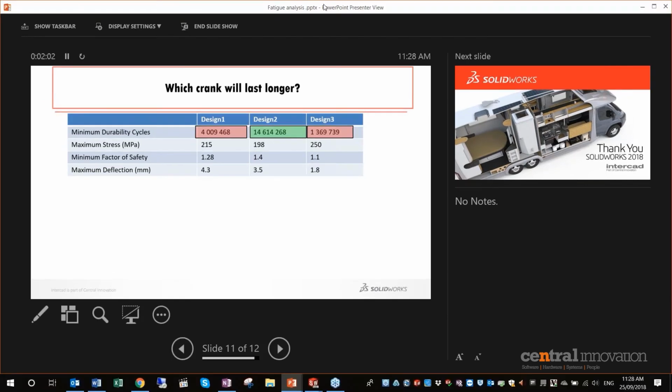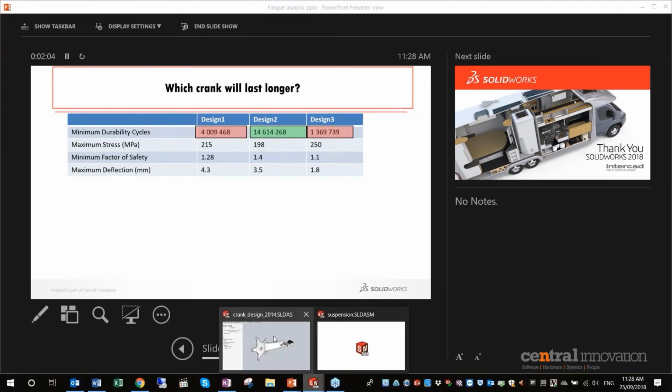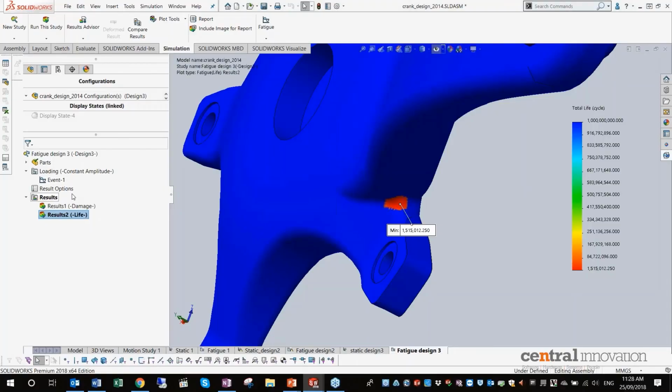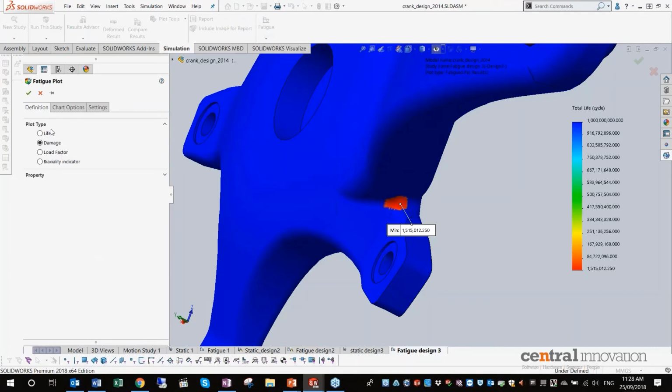Let's have a look at the results that we get from a fatigue study. So if I right click on the results and define a fatigue result, you can define the life, damage, load factor, and biaxiality indicator.